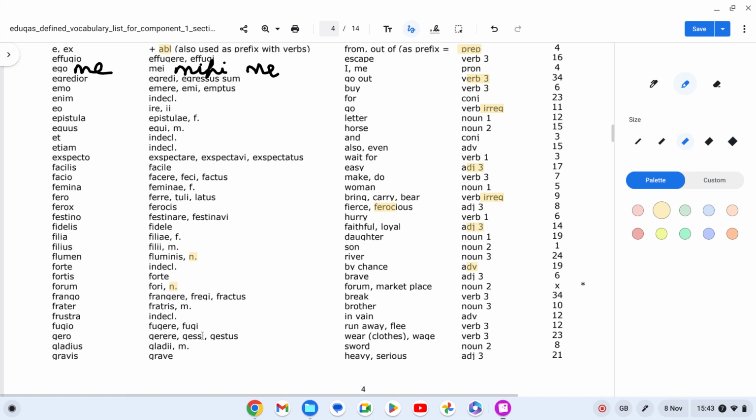Next, frater, fratris, a bit like with filius, in a sense it's a family word. It means brother, but you get fraternal, which is related to a brotherly relationship, for example, whereas filial is to do with father and daughter or father and son.